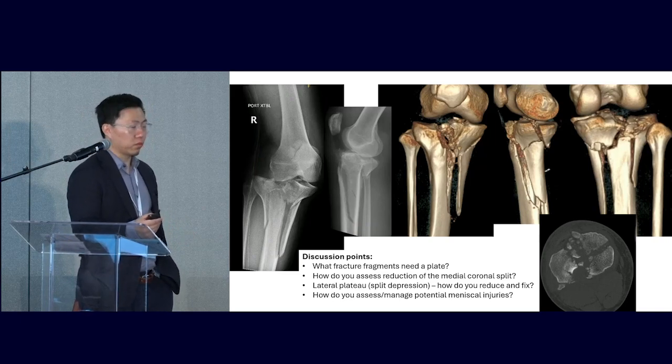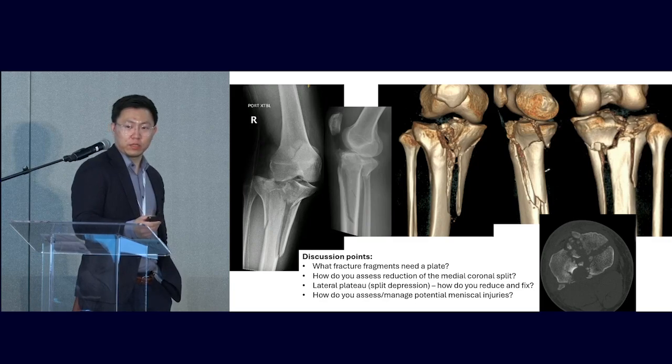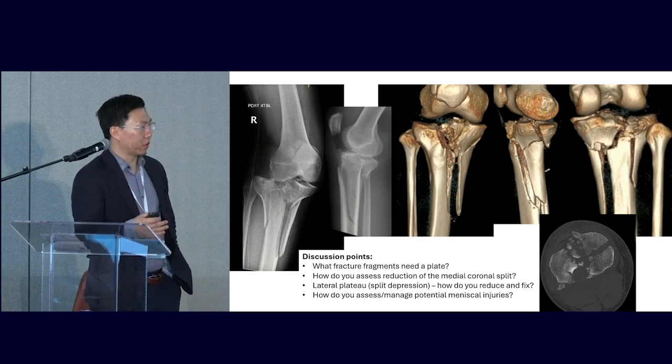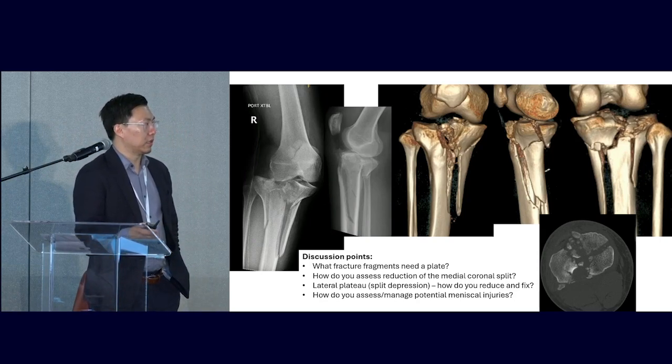Another discussion point is how you can assess your reduction of the coronal split. Of course, there's the MCL there, which is in the way. So you can use fluoro to assess your reduction. You're going to make an incision right along here. Yeah, posterior medial approach.